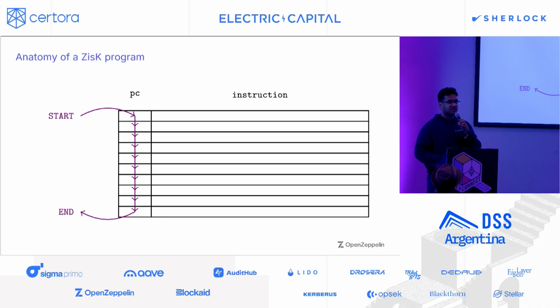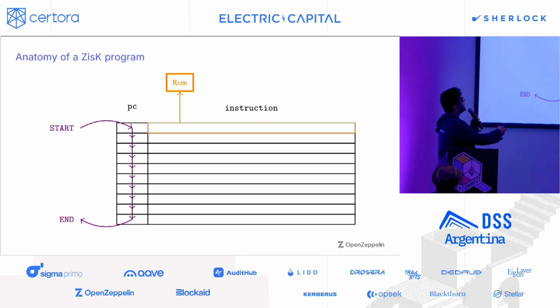Quick anatomy of a ZisK program. If you start with some program counter at the start, and then you execute a bunch of instructions, and you get to the end, then you have a valid ZisK program. So to make sure we're executing the correct instructions, there's a ROM component. That's a whole separate circuit, and its job is to make sure that every instruction we execute was preloaded as part of the valid instructions.